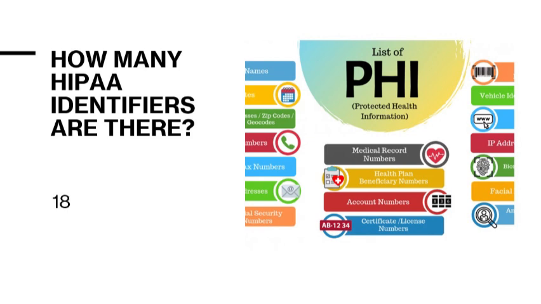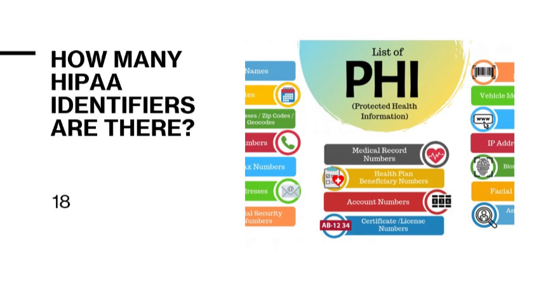The fourth identifier is telephone numbers. The fifth identifier is fax numbers. The sixth identifier is email addresses. The seventh identifier is social security numbers. The eighth identifier is medical record numbers. The ninth identifier is health plan beneficiary numbers. The 10th identifier is account numbers. The 11th identifier is certificate and license numbers. The 12th identifier is vehicle identifiers and serial numbers, including license plate numbers.